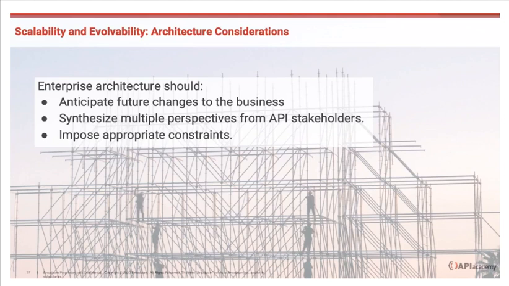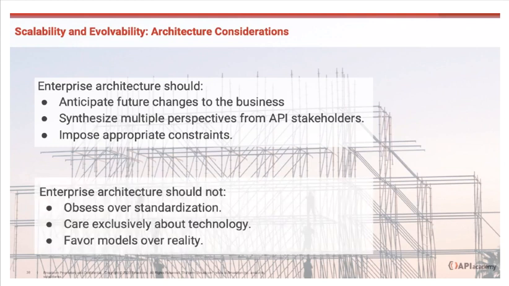Enterprise architecture should anticipate future changes to the business, synthesize multiple perspectives from API stakeholders, and impose appropriate constraints. Enterprise architecture should not obsess over standardization, care exclusively about technology, or favor models over reality.